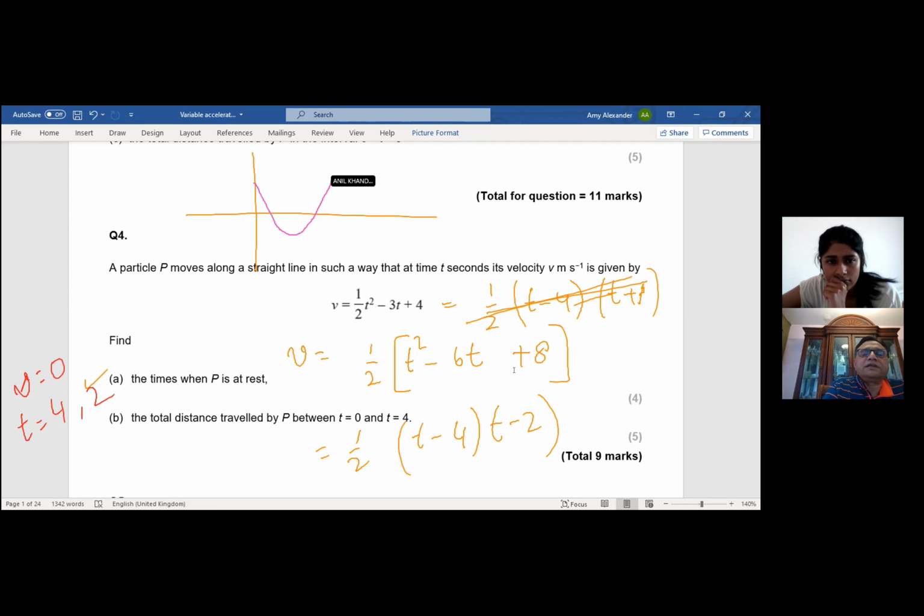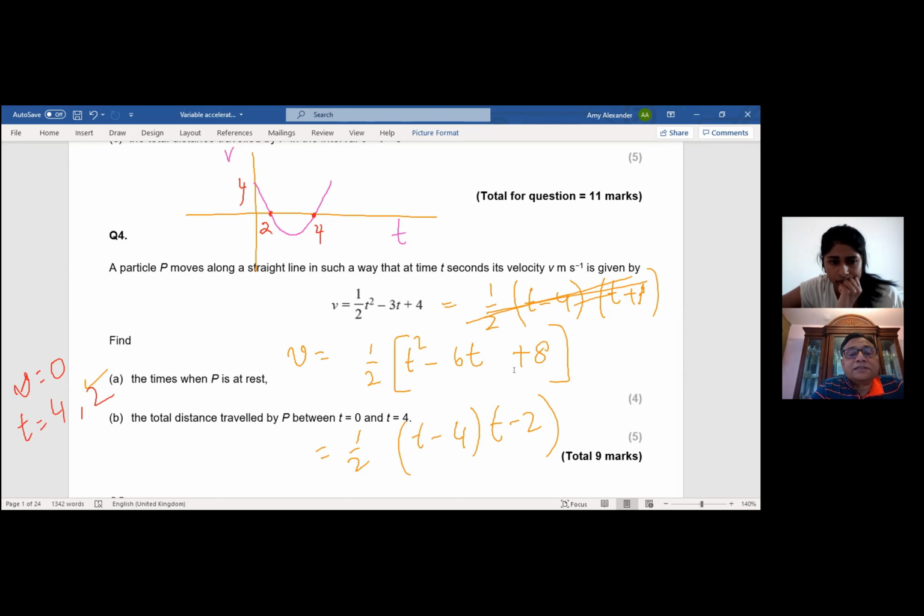So this is the time t and this is the velocity which we have already sketched, and the 2 points of our instantaneous velocity being 0 are at 2 and 4 as shown here. Is that clear to you? So you have a rough sketch of what we are looking into. Now, let's answer the question.